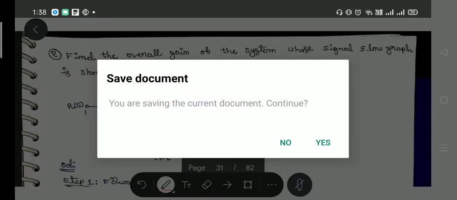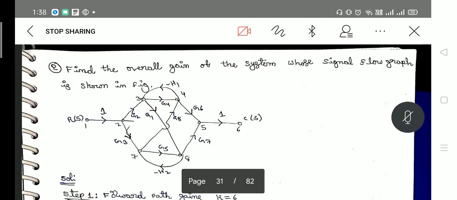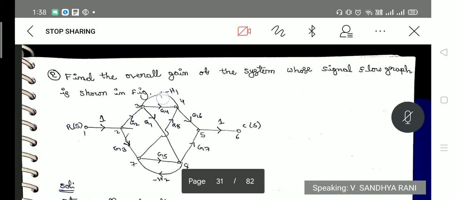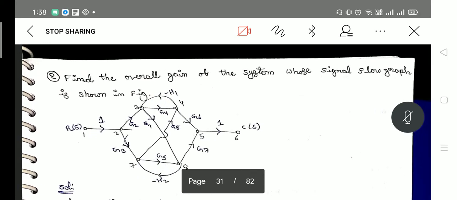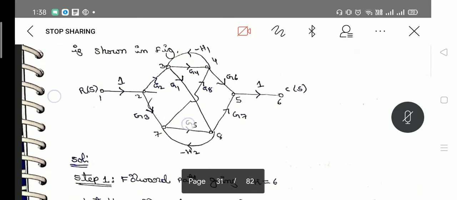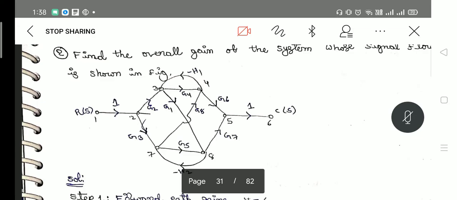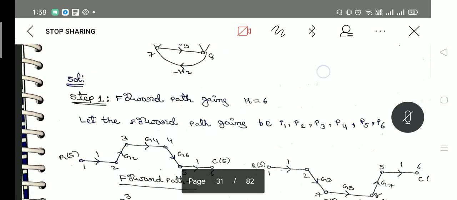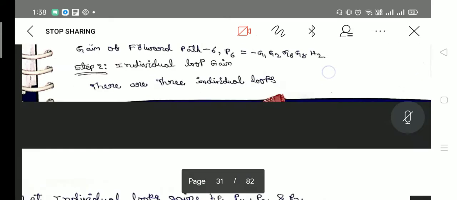Okay. Then after that we write all these loops separately and multiply the loop elements, and we will get the loop gain. I am writing 3, 4 as separate, and 7, 8 as separate, and 3, 4, 7, 8 as a separate loop. Okay, I am writing here.